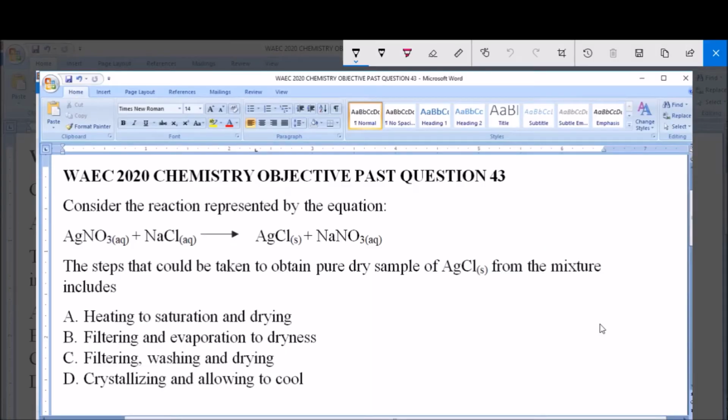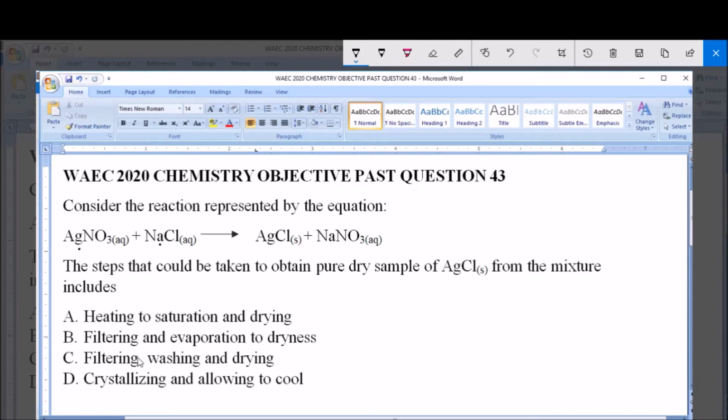Hello and welcome. I'm going to be answering WAEC 2020 Chemistry Objective Past Question 43. Consider the reaction represented by the equation. So you have an equation here with trioxonitrate 5 of silver reacting with sodium chloride to give silver chloride and sodium trioxonitrate 5.